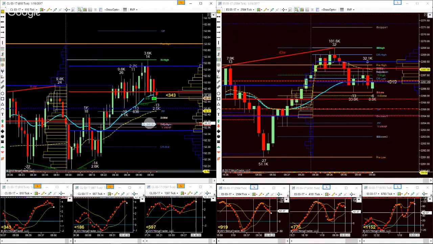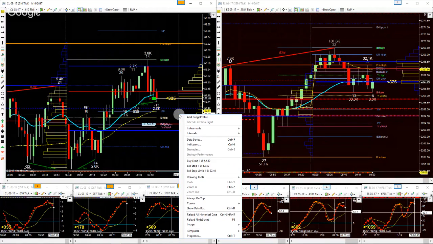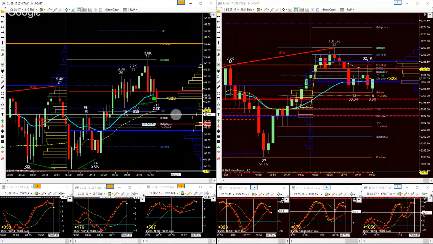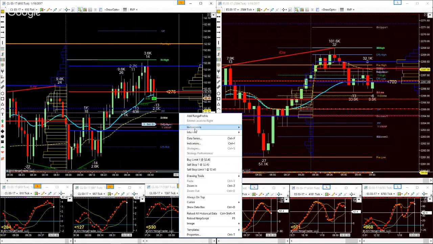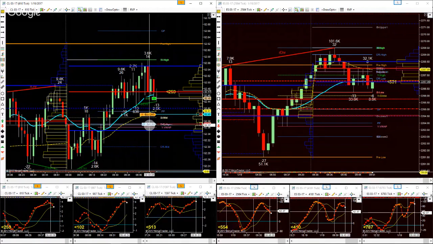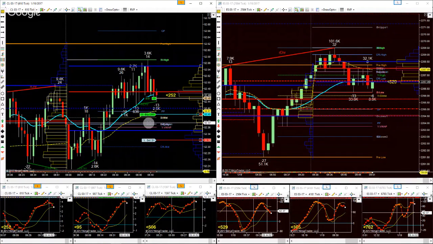Okay, so we're in for one. And we are going to be willing to scale in here. Remember, at this point, we don't really have any reason to believe that VWAP is going to hold. So what we're going to be looking for, let's do one here. And let's do one here.